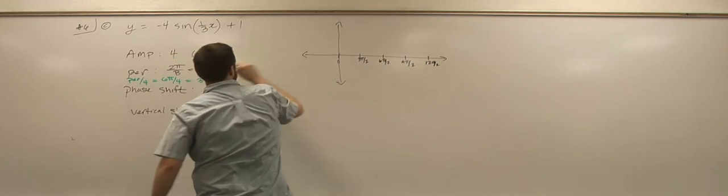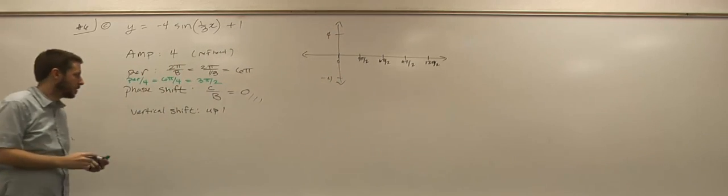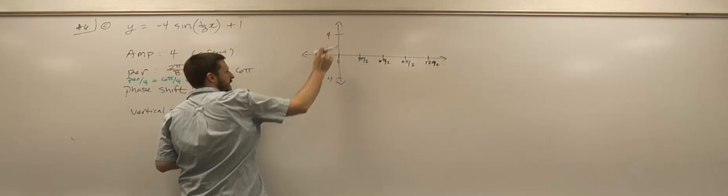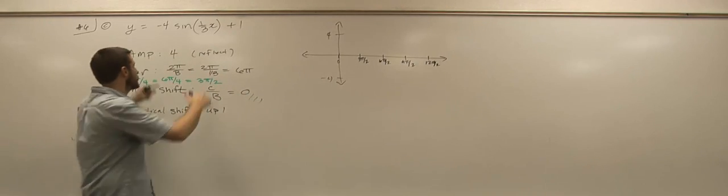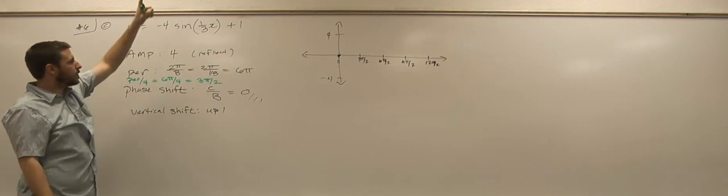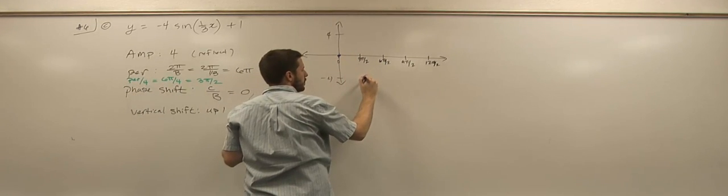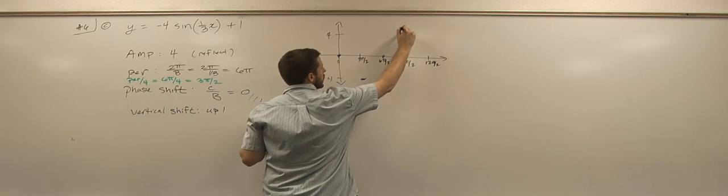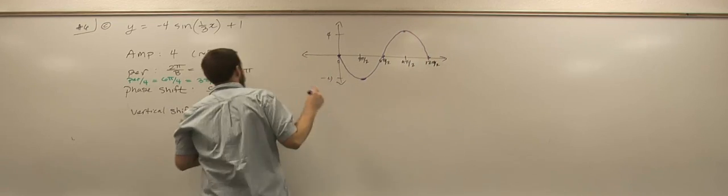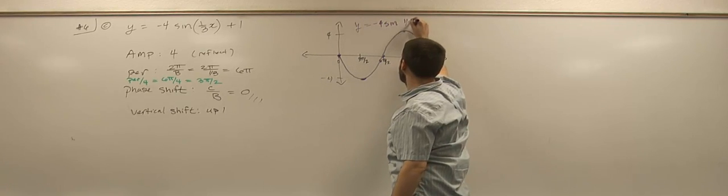Because the amplitude is 4, I'm going to bounce between 4 and -4. Because I want to graph a sine function, does sine start at a max, a min, or a 0? 0. So because I'm graphing a sine function, I start at 0 on the y-axis. Am I going to go up first or down first? Down because of the reflection. So 0, min, 0, max, 0. Now this is just one period of -4 sine 1/3 x.